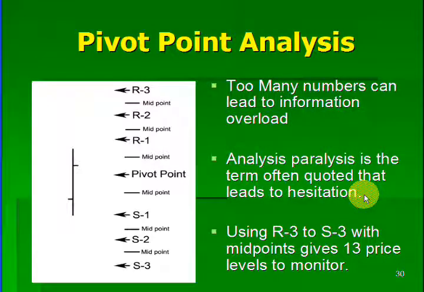So using R3 all the way down to S3 with the midpoints, that gives us 13 price levels to monitor. Now, friends, think about this. If that's just one day, and we're using weekly numbers, that gives us 13 plus 13. Now we're at 26 levels to monitor. Then if we have monthly on top of that, now we have 39 numbers in front of us to monitor each and every day. And I got news for you. I think I have found a better way of trading without that type of information overload.